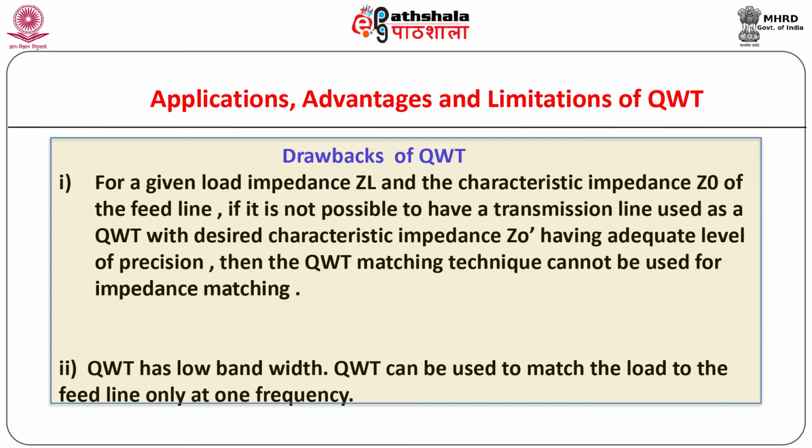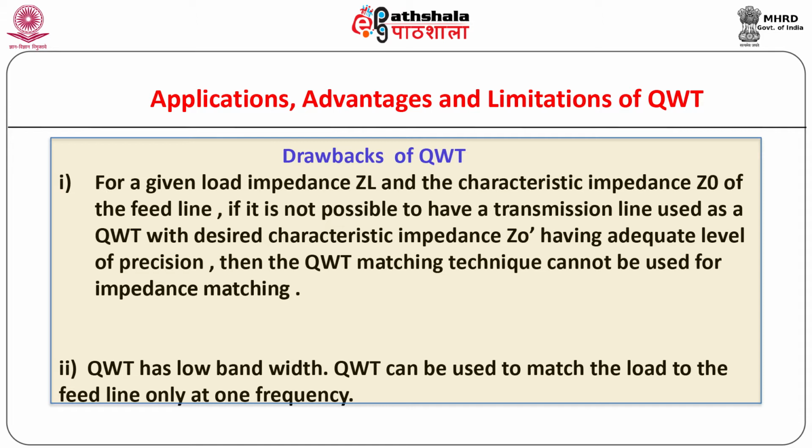Though simple and useful, QWT suffers from some drawbacks. For example, for a given load impedance ZL and the characteristic impedance Z0 of the feed line, if it is not possible to have a transmission line used as a QWT with desired characteristic impedance Z0 dash having adequate level of precision, then the QWT matching technique cannot be used for impedance matching. QWT can be used to match the load to the feed line only at one frequency.